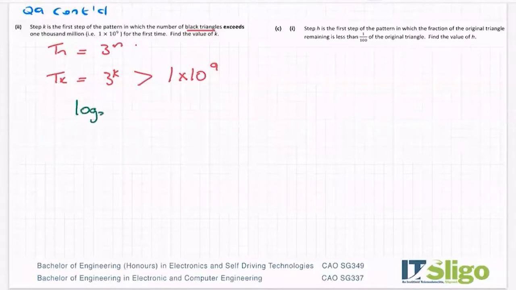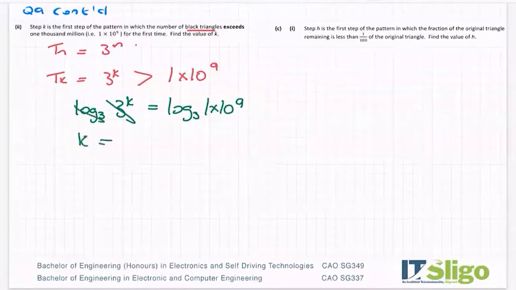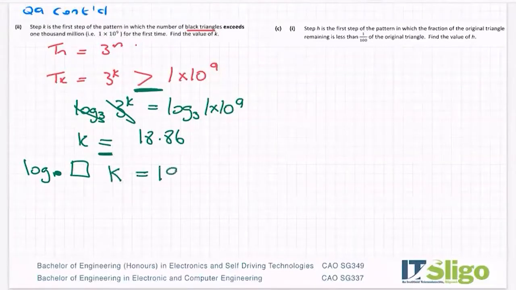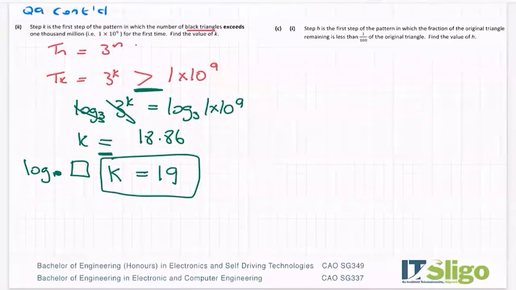So log to the base 3 of 3 to the power of k, log to the base 3 of 1 by 10 to the 9, they cancel. So I put that into my calculator, and again, make sure you're using the log button that will allow you to put in your own base. I hit that button, put in 3 as my base, and 1 by 10 to the 9, and I'm getting 18.86. So I need to exceed it. That's the critical value. Therefore, if I go to the 19th step, I will have exceeded 1 by 10 to the 9 triangles.